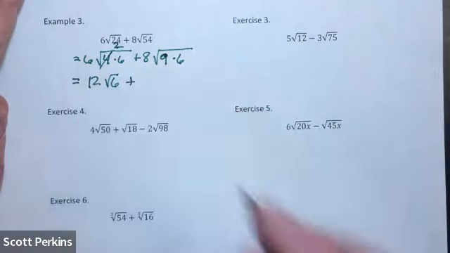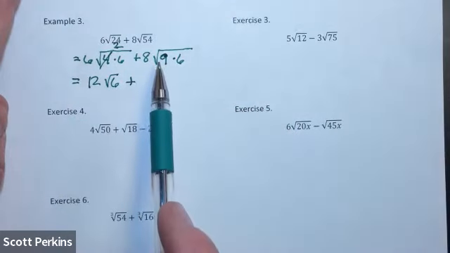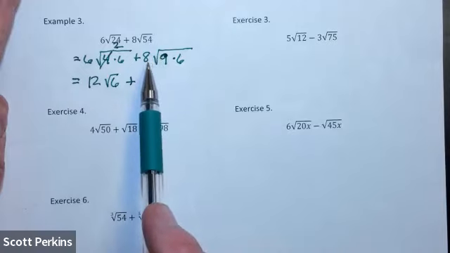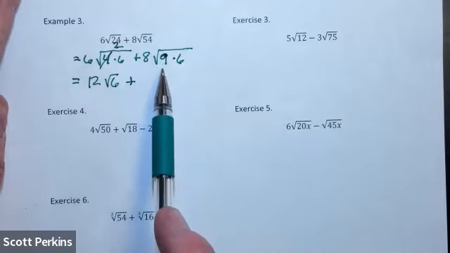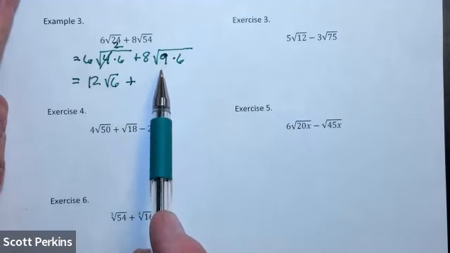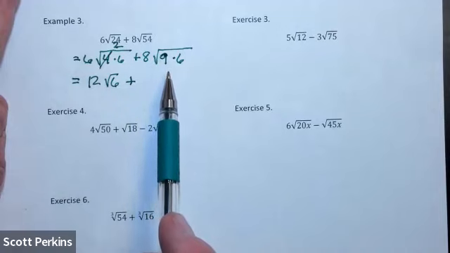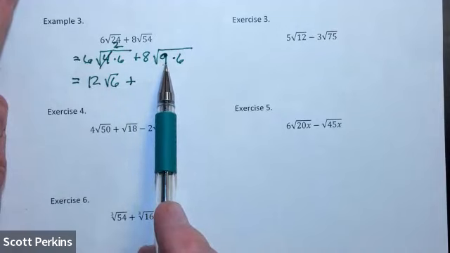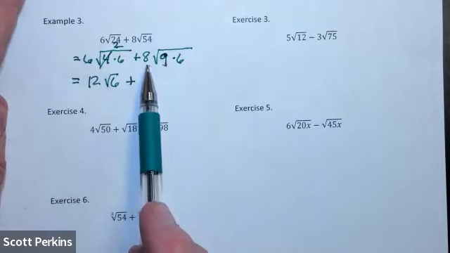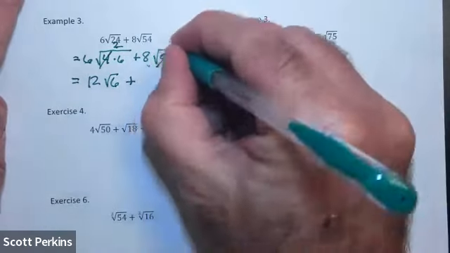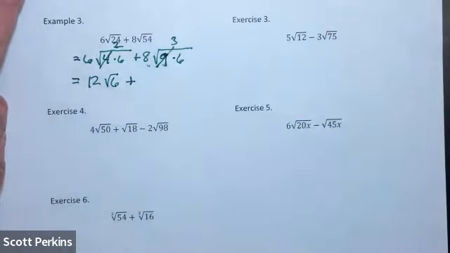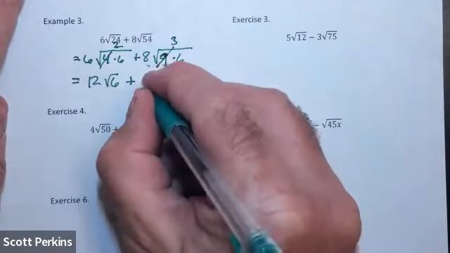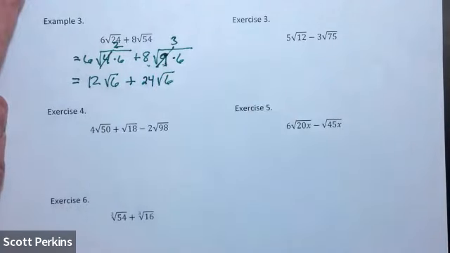So if that's the case, when I simplify this next one, what's the number out in front of the radical going to be here? All right, 24. Where'd you get the 24 from? Explain it to everybody. Okay, what's the square root of 9? 3 times the 8. Perfection. Well said. Okay, square root of 9 is 3 times the 8 is 24 square root of 6.